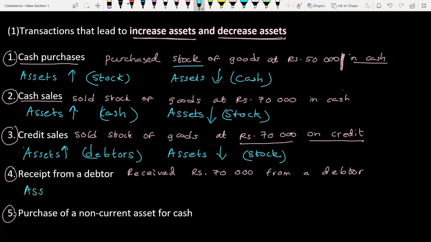Again, assets increase. Why? The business receives cash from this debtor. So assets increase. On the other hand, another asset will decrease. So that is the debtors. The total amount of debtors now will decrease. So assets decrease.